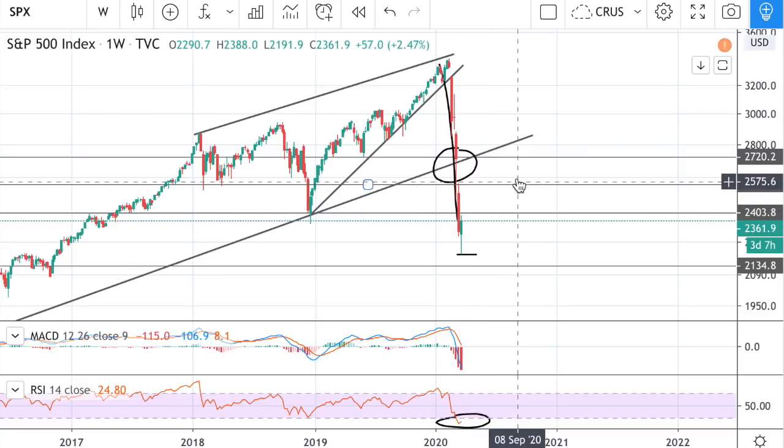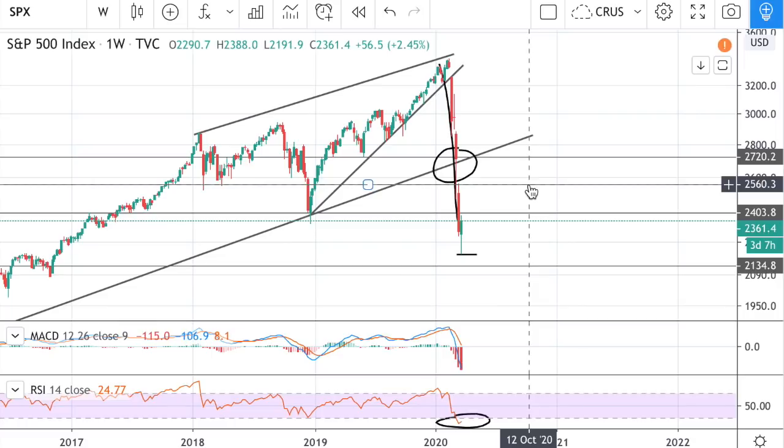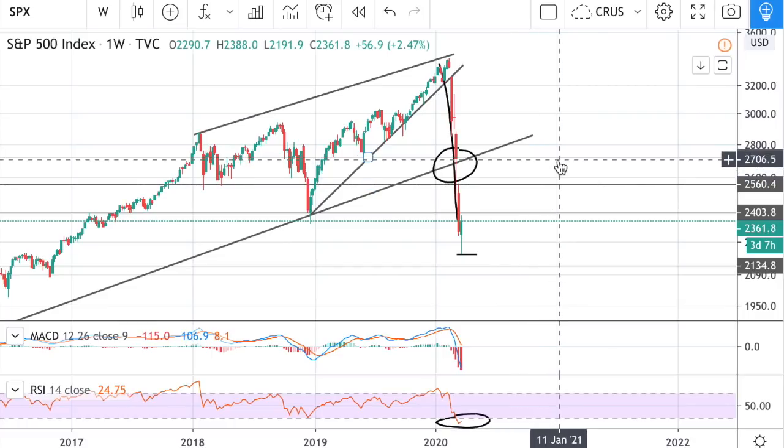And I'd say this is my next target right here. On a break above this 2,400 point level, we will likely hit this resistance right here. And my maximum bounce target would be this resistance level here, the 2,700 point level.